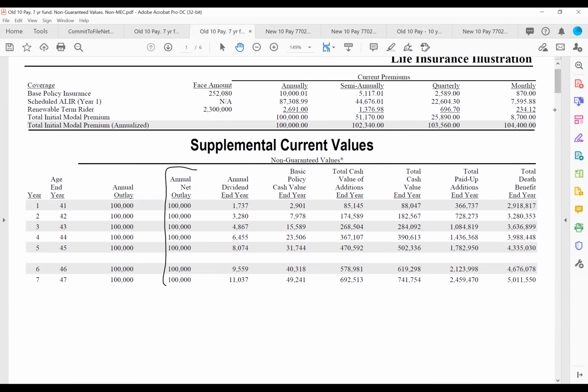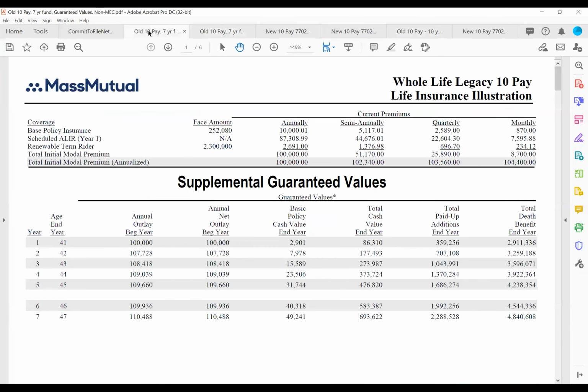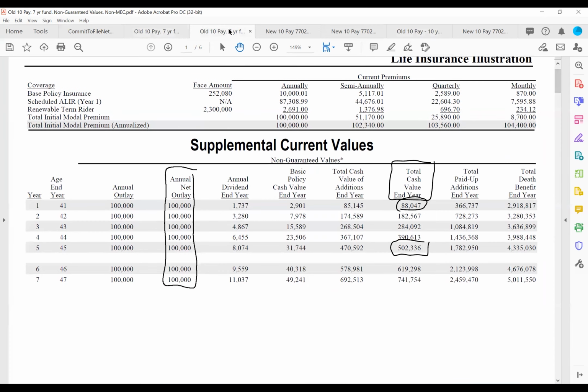So here we go. $100,000 per year for 7 years. Total cash value. This is the old product. Keep in mind, about 88% right off the bat. Positive by year 5. If we look at the guarantees, there you go again with that increase, but we've got our MEC limit at 105. Everything's the same here. Let's go back to the current.